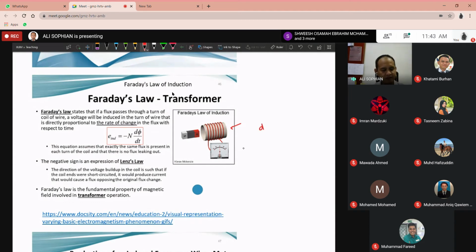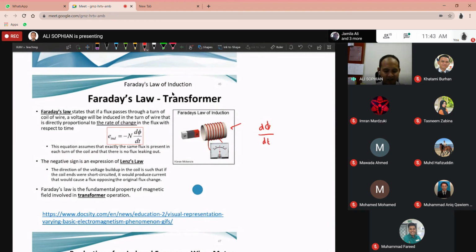So there has to be a change in the flux. If the flux is constant, then you will not get this induction of voltage. The voltage will not be induced. The equation for this law is induced voltage equals minus N d flux by dt. The magnitude of the induced voltage is simply N d flux by dt.